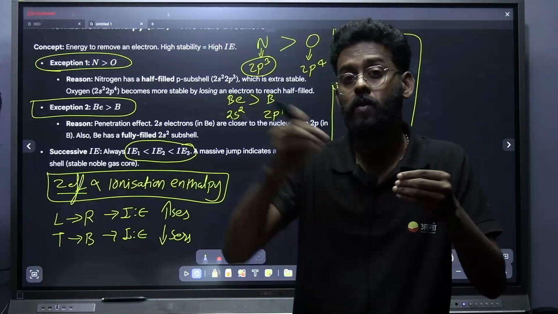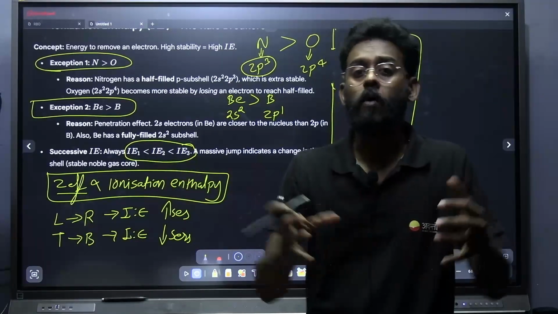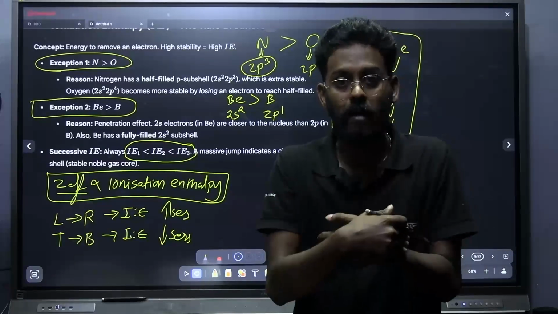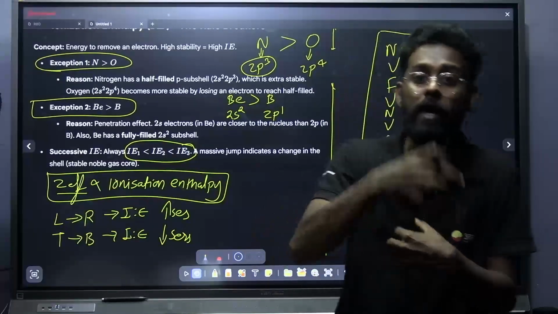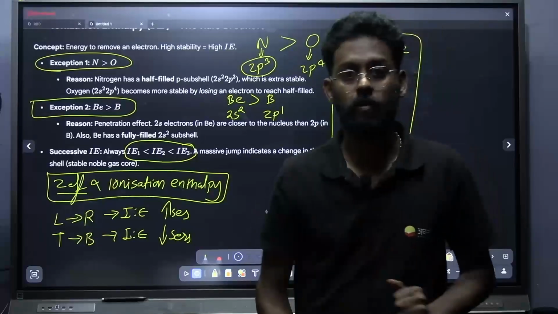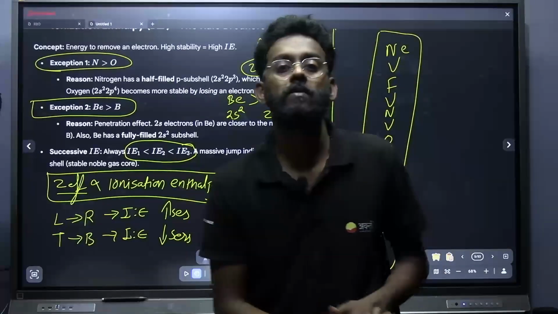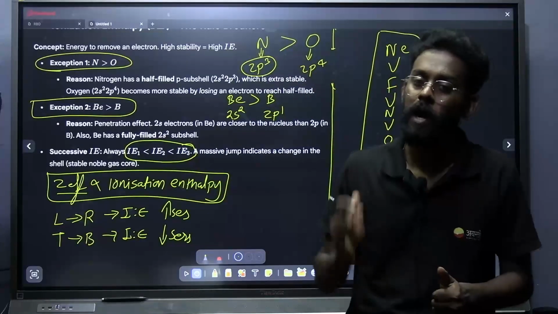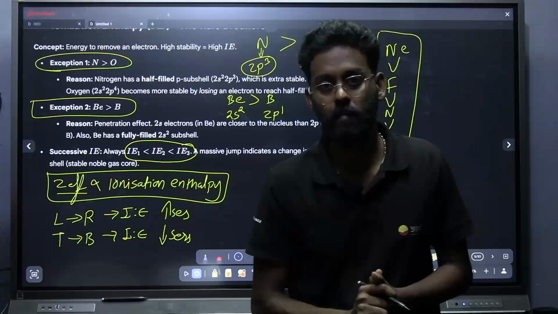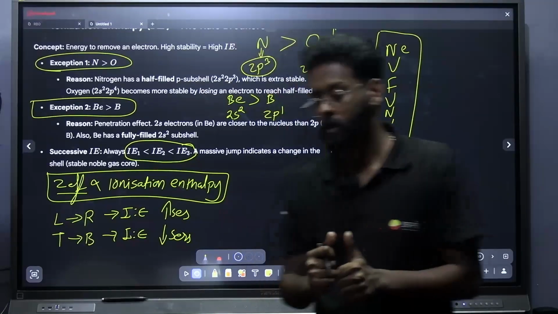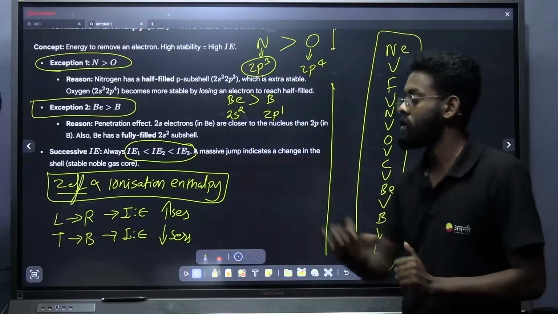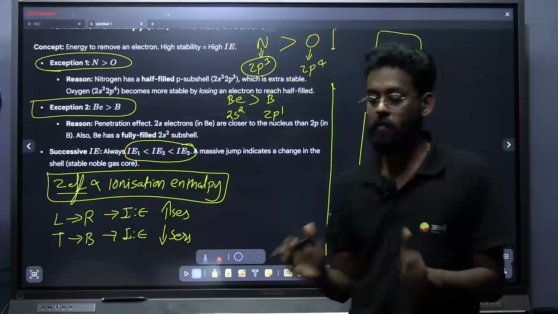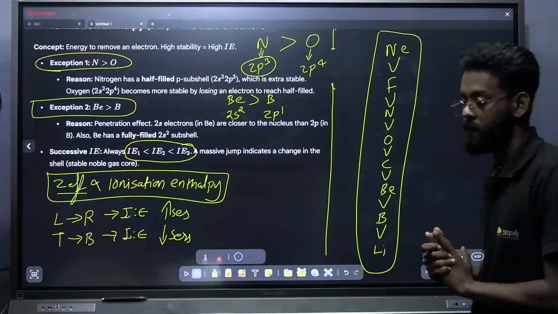So when one electron is removed, the nuclear charge can hold the remaining electrons a little more tightly, so that will require high energy to remove the next electron, which means the second ionization enthalpy will be higher than the first ionization enthalpy, and then the third ionization enthalpy. Okay, got it? That is what successive ionization enthalpy is about. Are you clear? If you are clear with ionization enthalpy, we can move on to the next part.